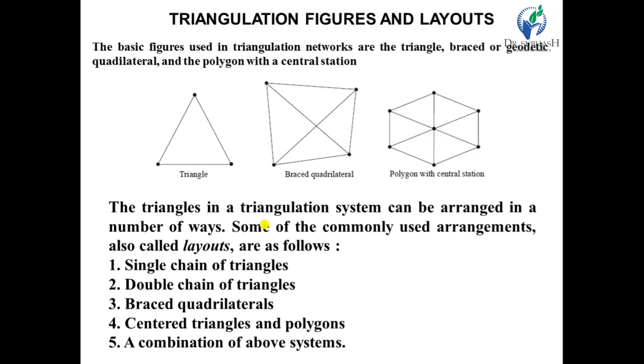The figures used in triangulation networks are the triangle, braced or geodetic quadrilaterals, and the polygon with a central station. The triangles in the triangulation system can be arranged in a number of ways. Some of the commonly used arrangements, also called layouts, are as follows: single chain triangle, double chain triangle, braced quadrilaterals, center triangle and polygon, or a combination of the above systems. Those are the different types of layout for a triangulation system.